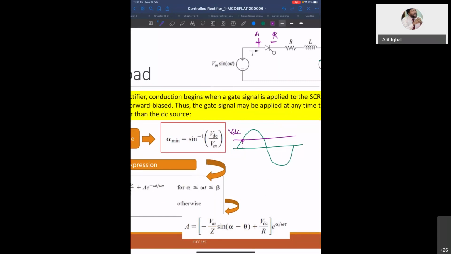So this is your AC signal and this is your DC signal. Suppose this is 220 volt and this is 100 volt. So you cannot turn on the device before this point. You can only turn on after this point. Do you understand this point?